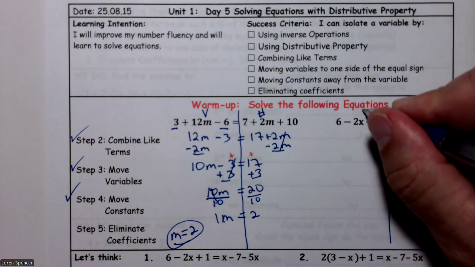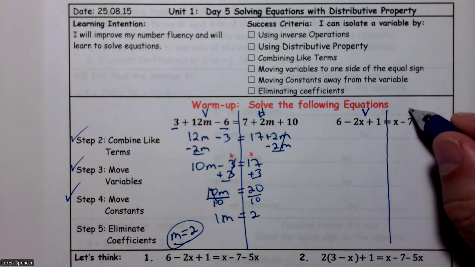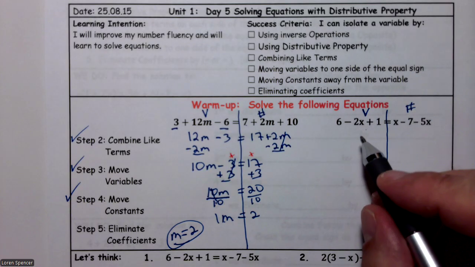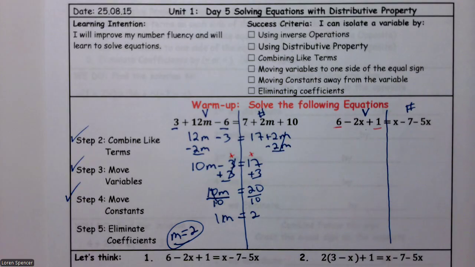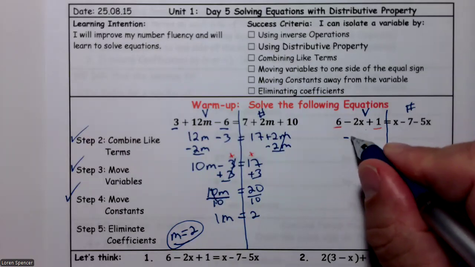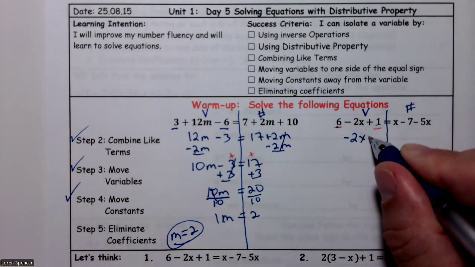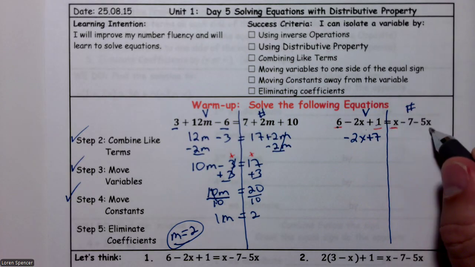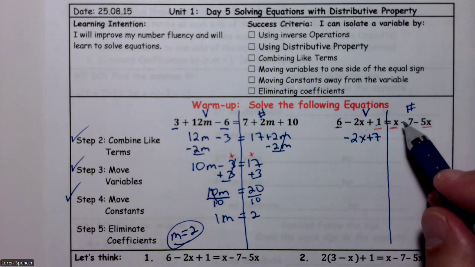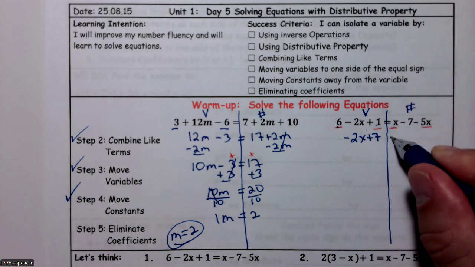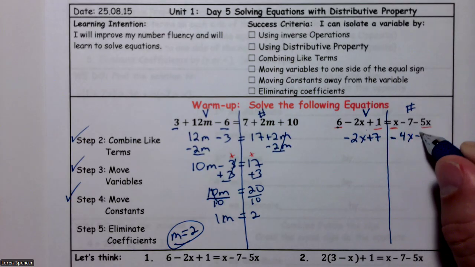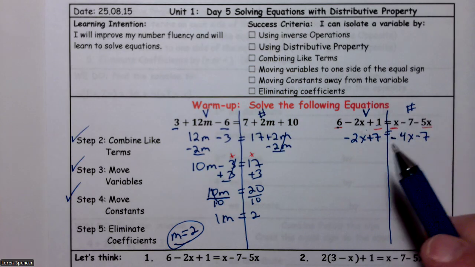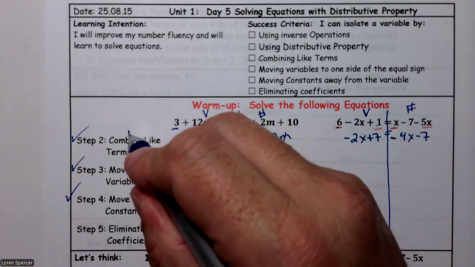Again, we're still reviewing what we've been doing. We have variables on both sides, and we want our numbers on this side, away from the variable. So we're going to look for like terms. Well, I have a 6 and a 1. I can combine those. So that gives me negative 2x. 6 plus 1 is 7. Negative 2x plus 7. And on this side, I have an x and a 5x, so I can combine those. Well, 1x minus 5x, that's negative 4x minus 7. Put an equal sign in there. All right, so we combine like terms again, so we can check that off.